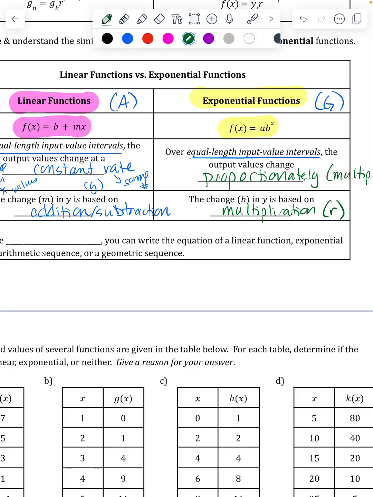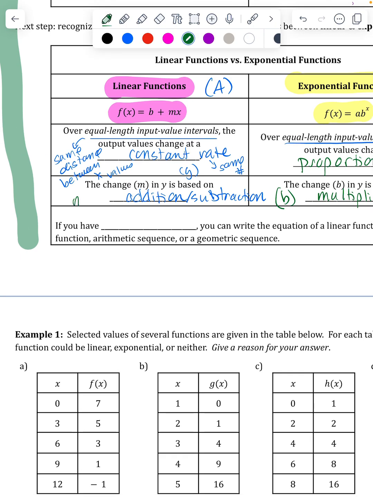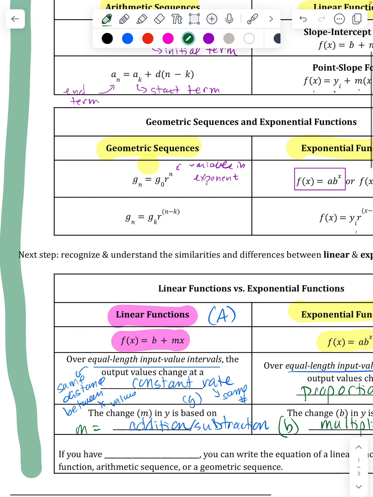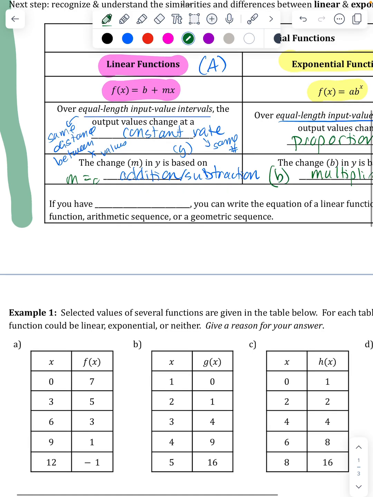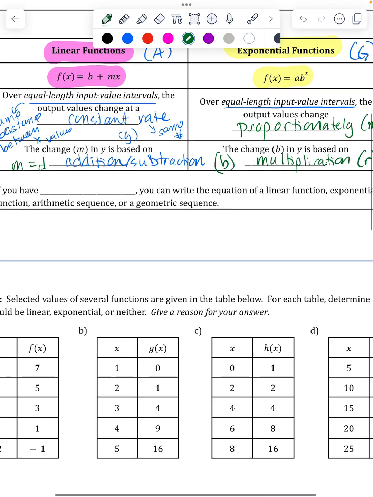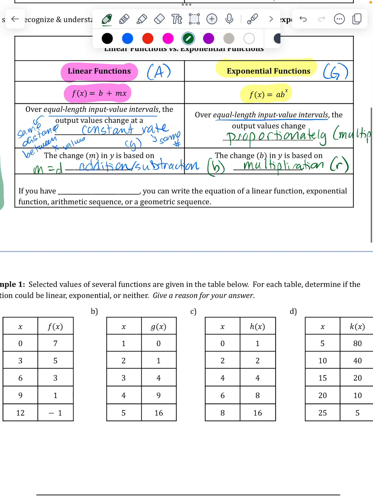They might use b in this equation, but we used r in our other equations. Over here, they might use m as the slope. Well, in our original ones up here, we used the common difference. So they're just showing that they're different terminology for the same concept. So if you have 2 points, 2 xy points, you can write the equation of a linear function and an exponential function, arithmetic or geometric, because really they're all the same in nature.